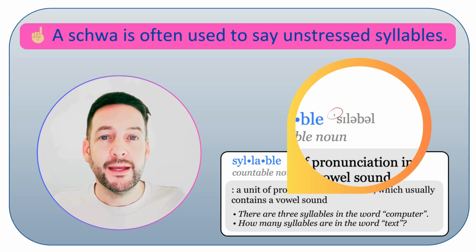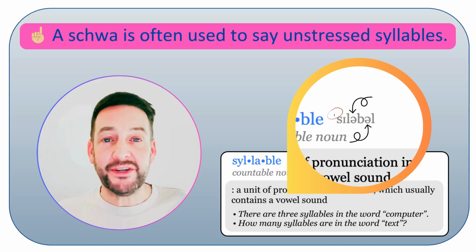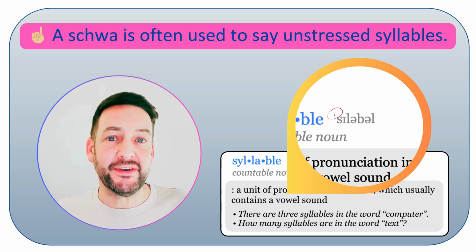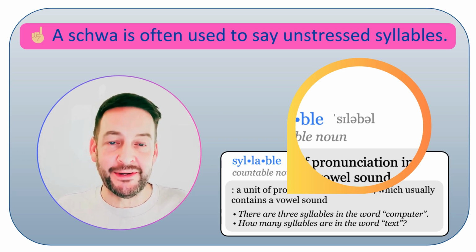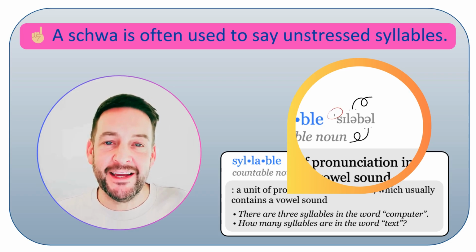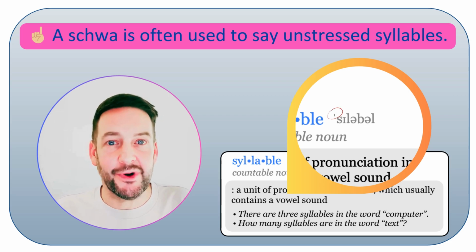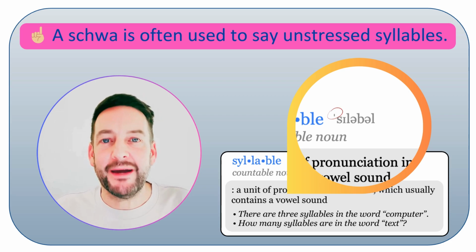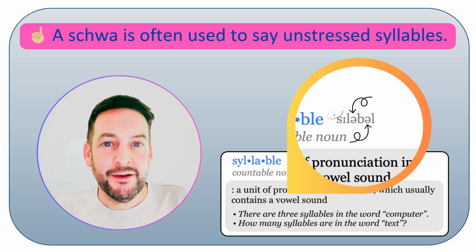Syllable. Have you ever noticed that English intonation is very up and down, up and down? Well, the schwa is one of the main reasons for that. So if you can master the schwa pronunciation, you can master English pronunciation, but also intonation. Let's look at some other words now.